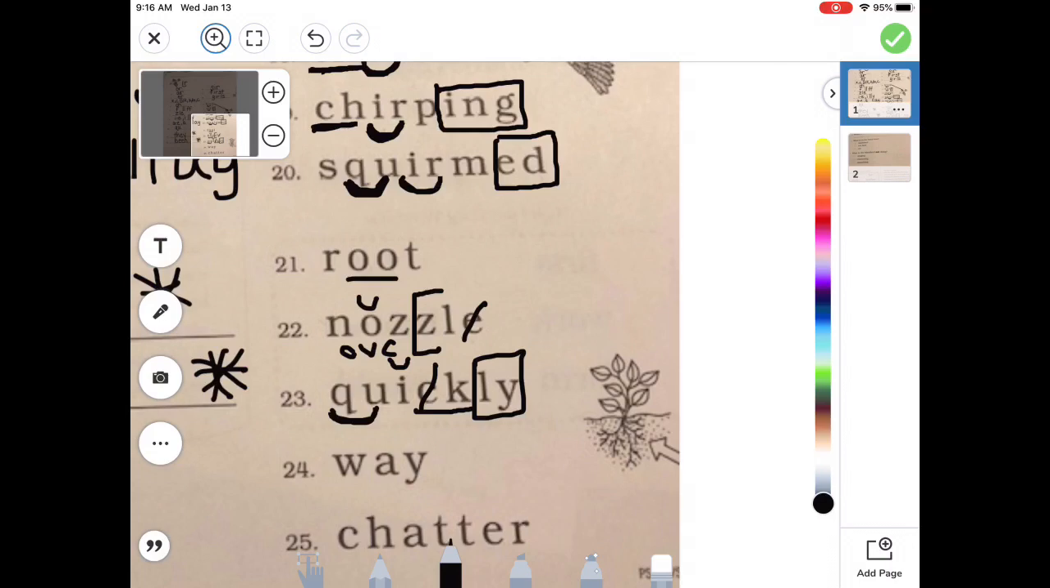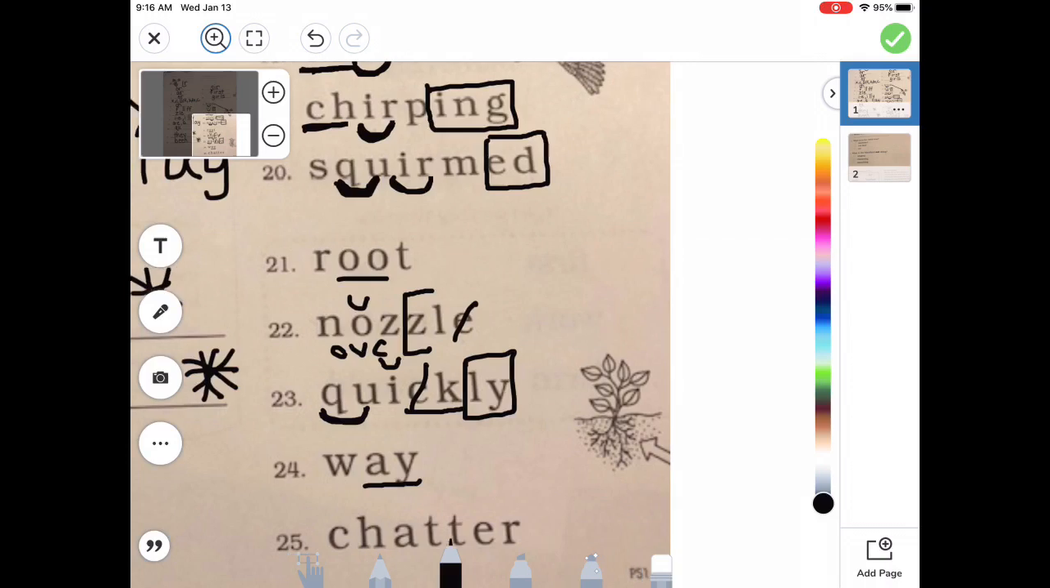And then on 24, what do you see? I've got that A-Y digraph, so I need to underline it. So, way.